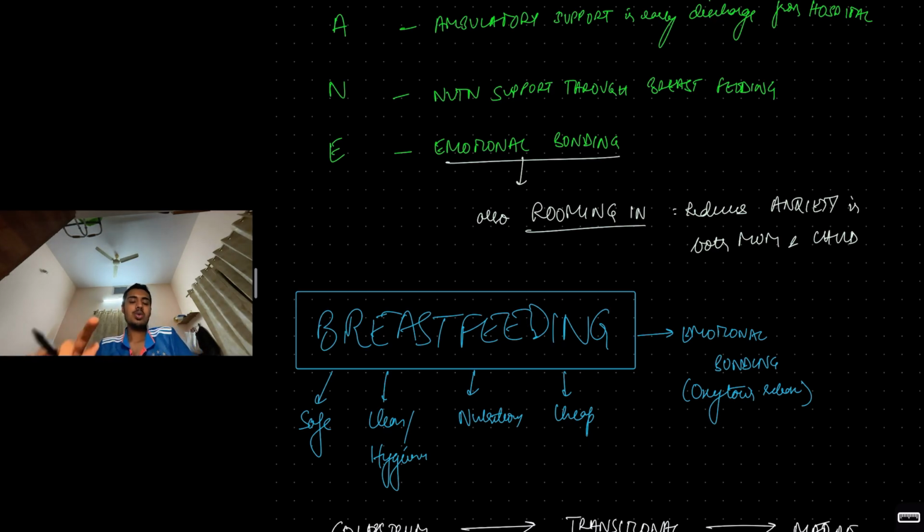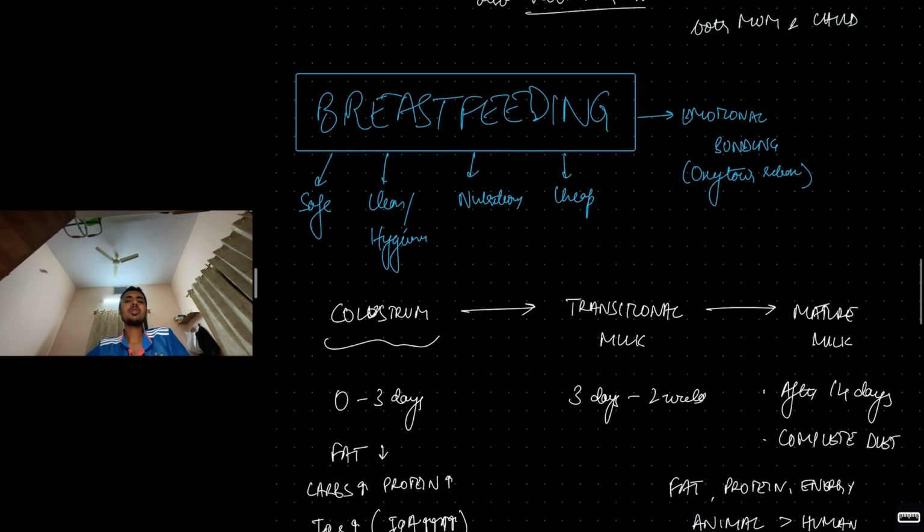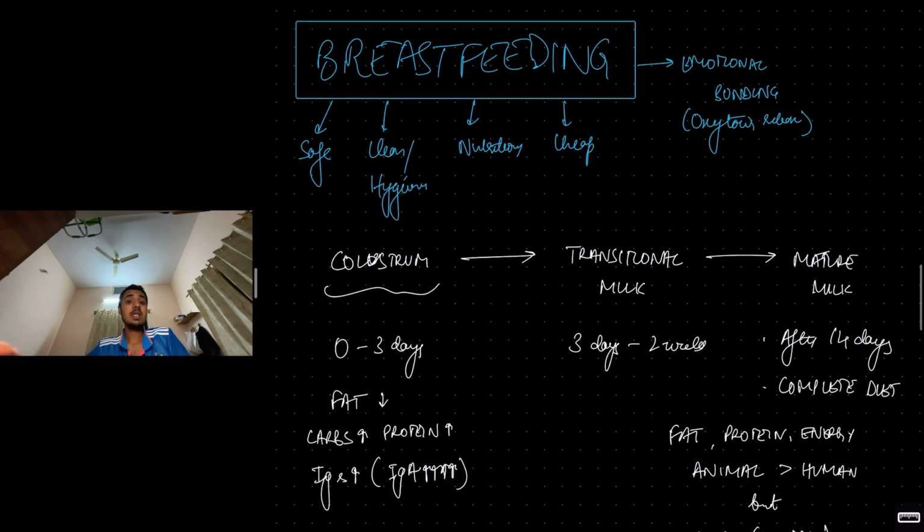Next, coming to something very very important when it comes to early pediatric care, that is breastfeeding. Why does everyone always recommend breastfeeding? Breastfeeding is safe, in most cases, not always, most cases. Clean, hygienic, no infections. Very very nutritious. The most nutritious thing you can give to a baby is breast milk. Cheap, economical. The mother does not have to spend even a single rupee.